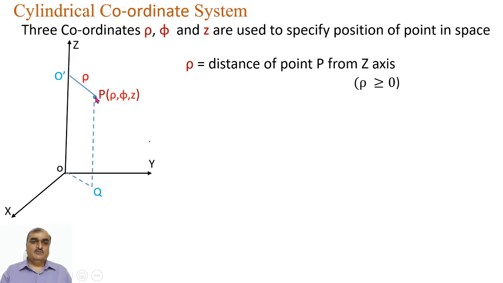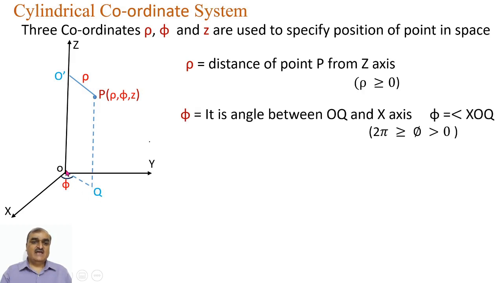If we draw a foot perpendicular from point P on the xy plane, let it intersect at point Q on the xy plane. Then connect this line OQ. The angle made by this line OQ with the x-axis is the phi coordinate. This is the same as in the spherical polar coordinate system. That is, phi is the angle between line OQ and the x-axis, that is, this angle XOQ is the phi coordinate. This is also called the azimuthal angle. The value of phi varies from 0 to 2 pi. This we have already discussed in the previous lecture.